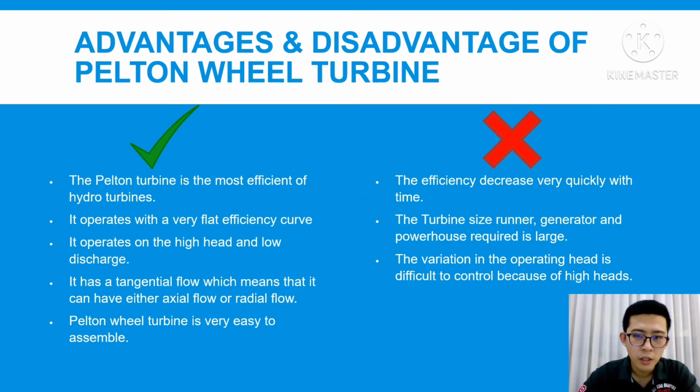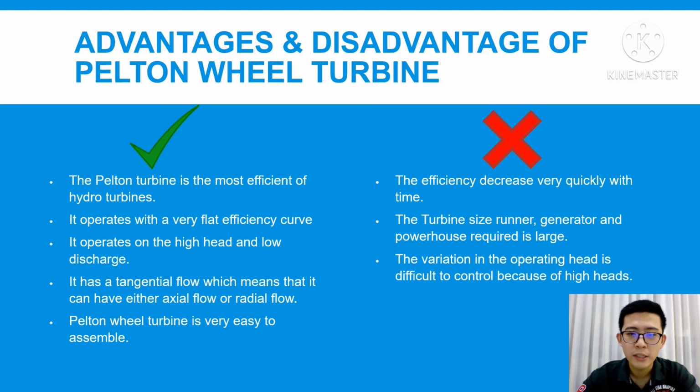For the advantages and disadvantages of the Pelton wheel turbine, its advantage is that the Pelton turbine is the most efficient hydro turbine. It operates with a very flat efficiency curve. It operates on high head and low discharge. It has a tangential flow, which means it can have either axial flow or radial flow. The Pelton wheel turbine is also a very easy assembly.